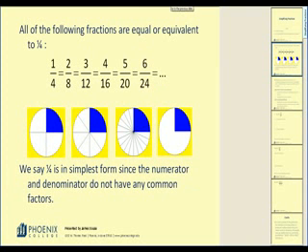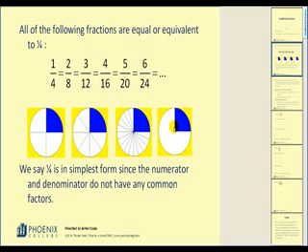All the following fractions are equal or equivalent to 1/4. 1/4, 2/8, 3/12, and so on. You can see the pattern. Let's take a look at it geometrically. There's of course 1/4, 2/8, looks like 5/20. And notice how in each case the shaded region is equal.